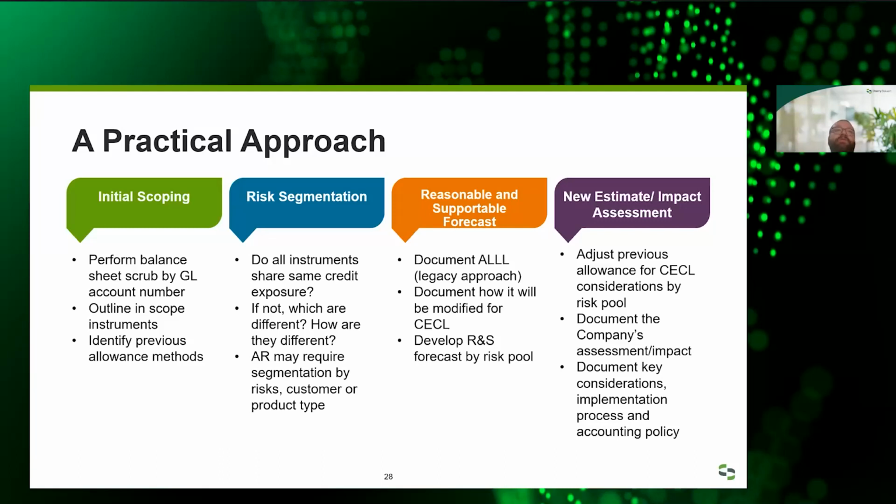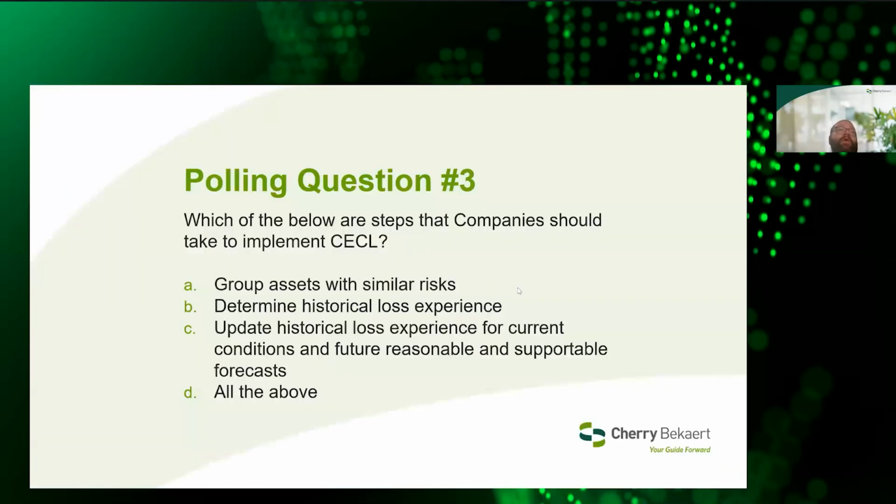Now we're going to get into some examples, but first, we're going to go over our third polling question. Which of the below are steps that companies should take to implement CECL? Group assets with similar risk, determine historical loss experience, update historical loss experience for current conditions and future reasonable and supportable forecasts, or all of the above.